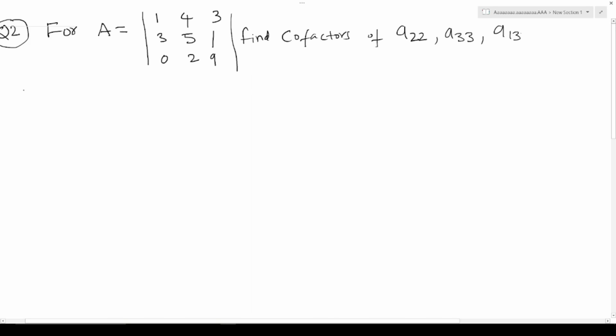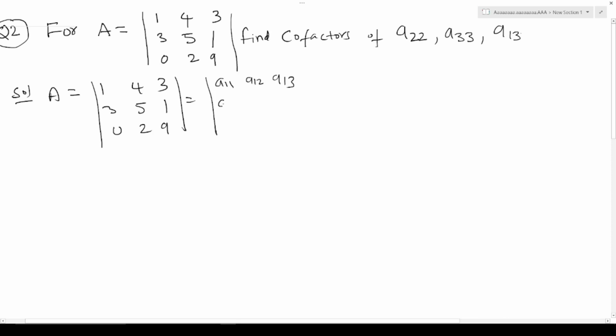For determinant A equals 1 4 3, 3 5 1, 0 2 9, find the cofactors of A22, A33 and A13. Solution: A equals 1 4 3, 3 5 1, 0 2 9. Comparing with the standard form, A11, A12, A13, A21, A22, A23, A31, A32 and A33.